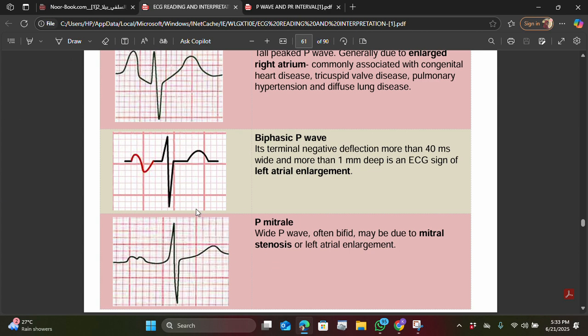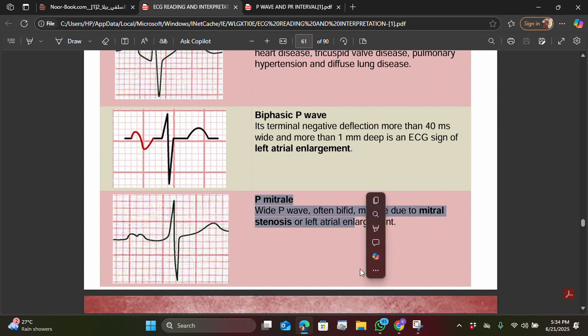So now moving to P mitral. The most common ones are just P mitral and P pulmonale. This P mitral is a wide P wave, the opposite of P pulmonale. It may be due to mitral stenosis. Mitral stenosis is when there is narrowing in the mitral valve, restricting blood flow from the left atrium to the left ventricle.